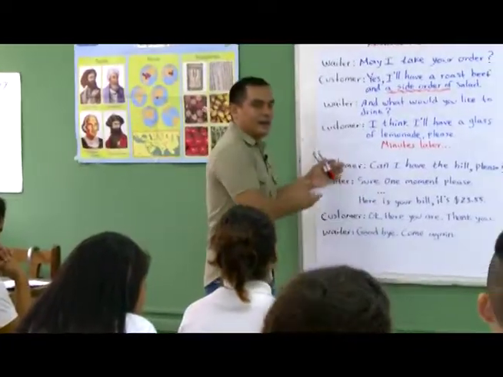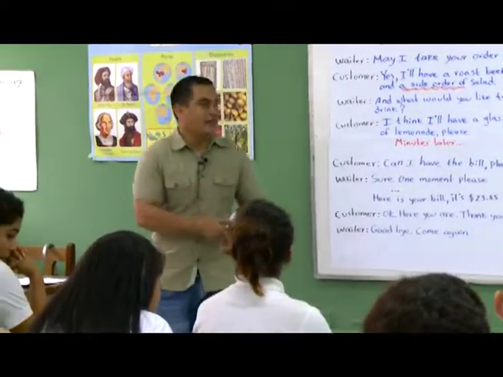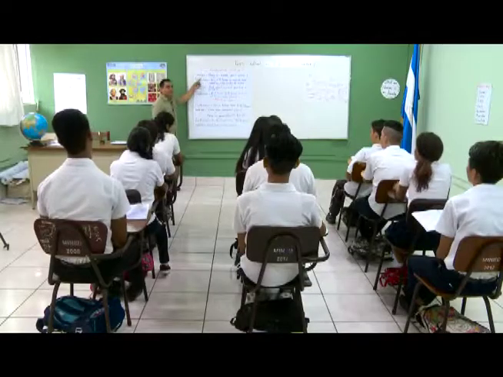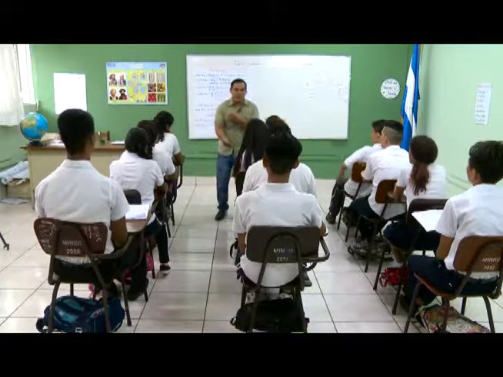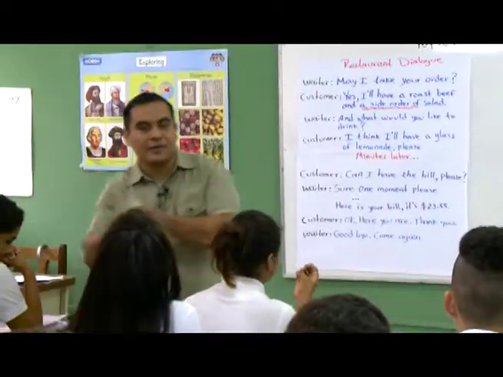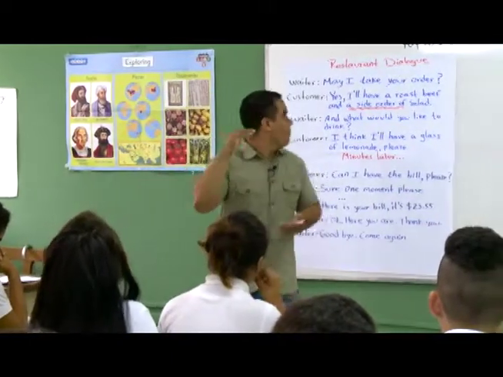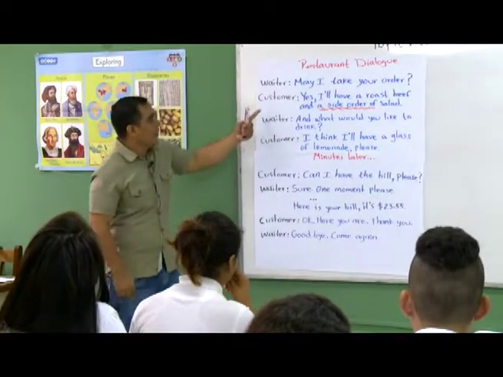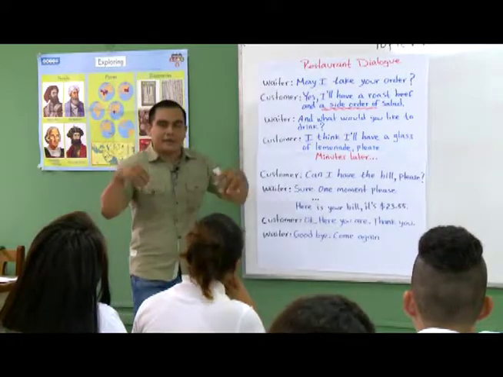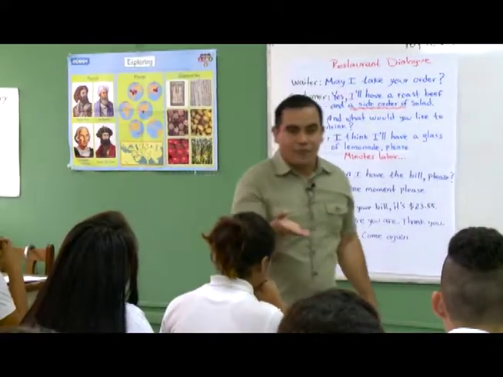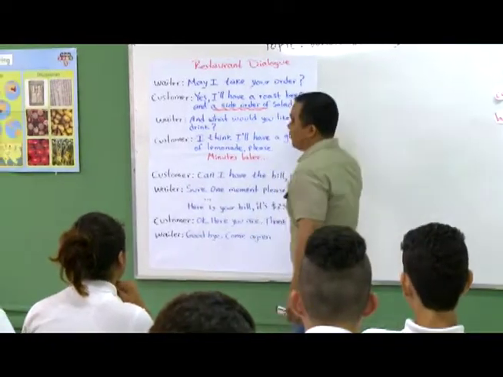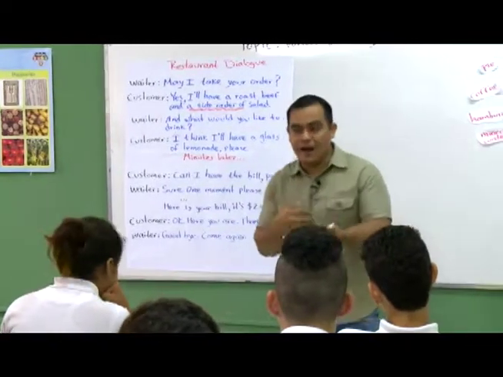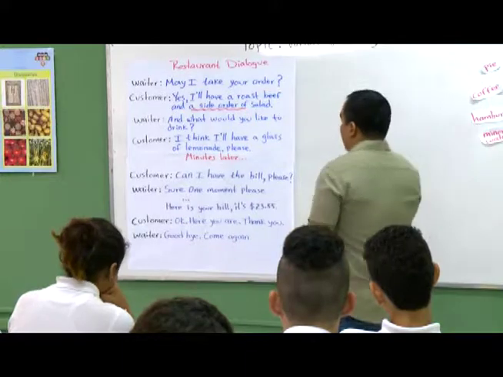This is the dialogue that I was talking about before. As you can see, this is taking place in a restaurant. Someone is ordering food and a waiter is paying attention to the customer. We have two people, the waiter and the customer. The waiter, as I said previously, is the one who works in a restaurant serving food. And the customer is the person that is interested in buying food in a restaurant. So we have two roles.